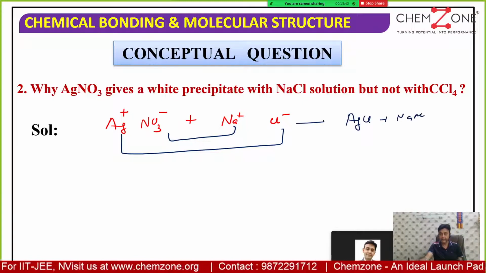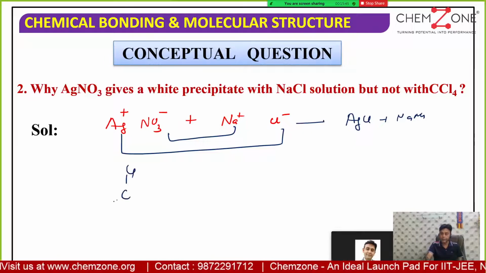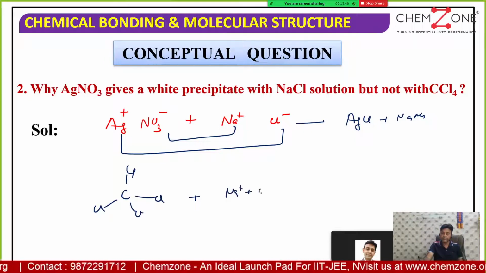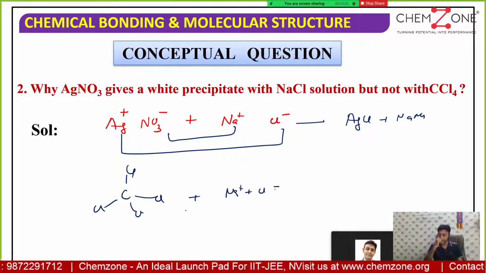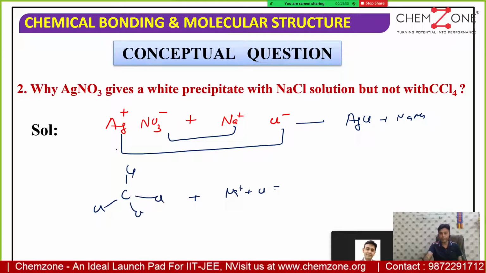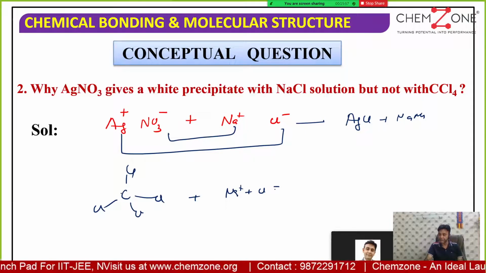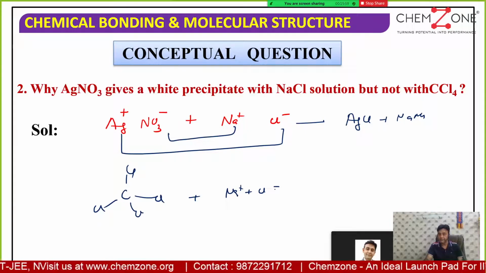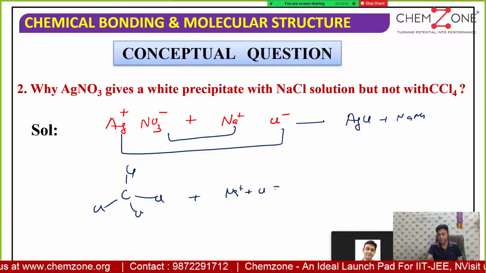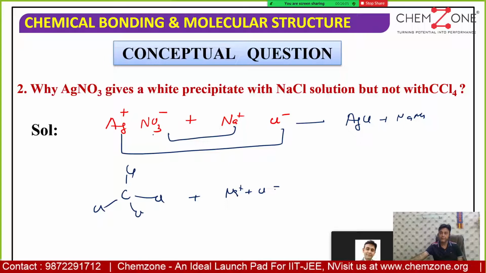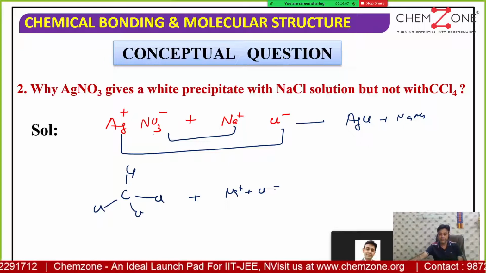But in case of carbon tetrachloride, this is a covalent bond, and sodium chloride is an ionic compound. So here, bond formation is not ionic. They will not even dissolve with each other. That is why it will not make any reaction here, right?